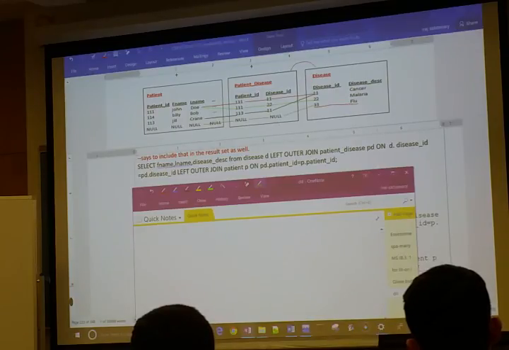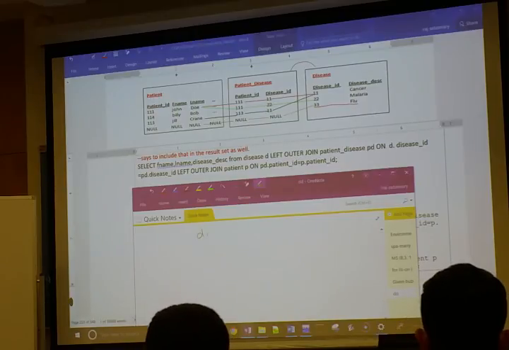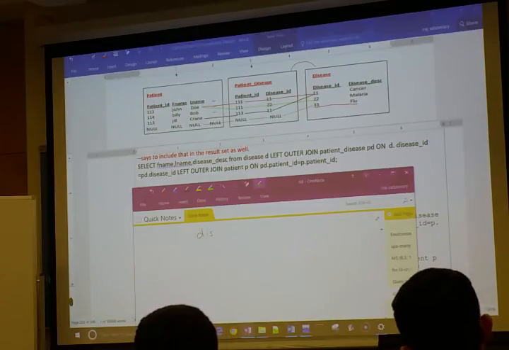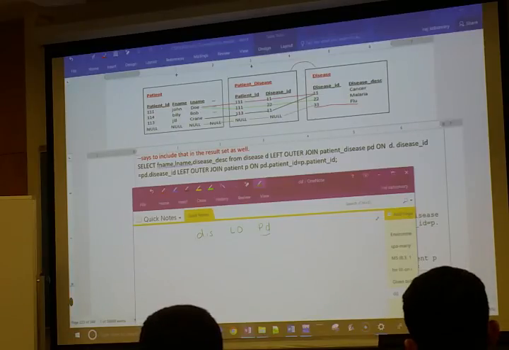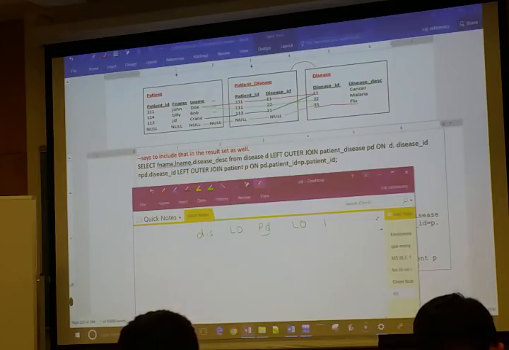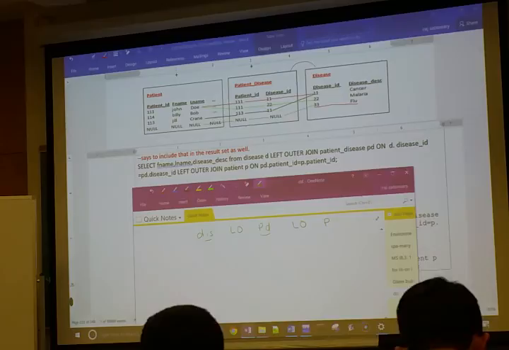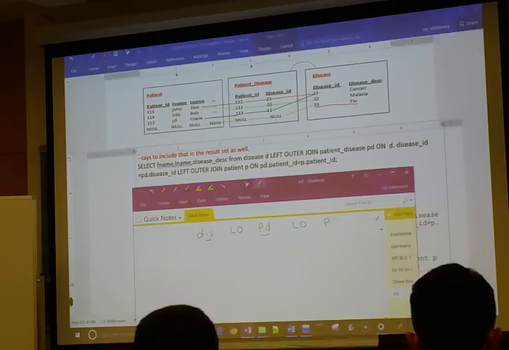So, what is going on is we have disease, and there's a left outer join with patient disease. And then it appears as if, on disease ID equals PD disease ID, it's just identifying what columns in the disease table you want to connect to the patient disease. And then it appears as if there's another left outer join with the patient table. Okay, so that's what we have. So this is the disease, left outer join with patient disease, left outer join with patient.